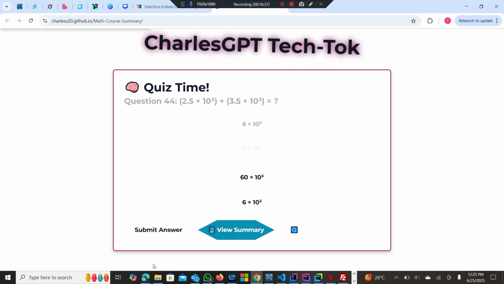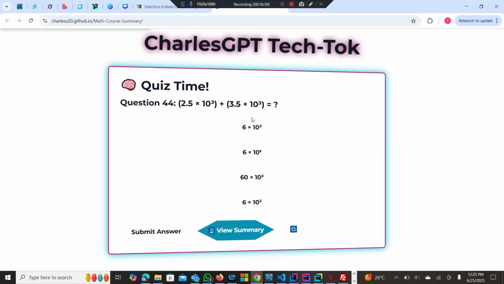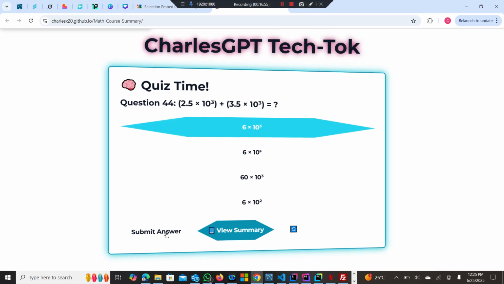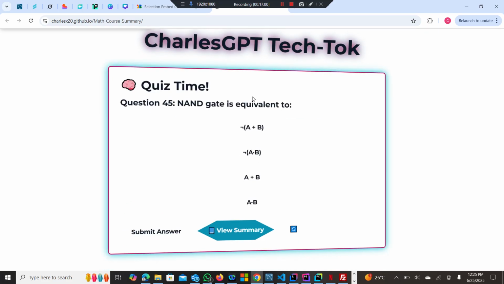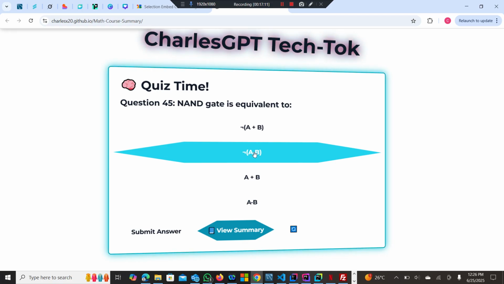So the next one we have, since there's addition here, we're going to add everything, and we're still going to keep this because it's still the same exponents, 3 and 3. So 2.5 plus 3.5 is 6. 6 times 10 raised to the power 3. Okay, so you see that. So the next question, NAND gate is equivalent to NOT AND. You say the NOT operator here, then this dot, times, means AND.